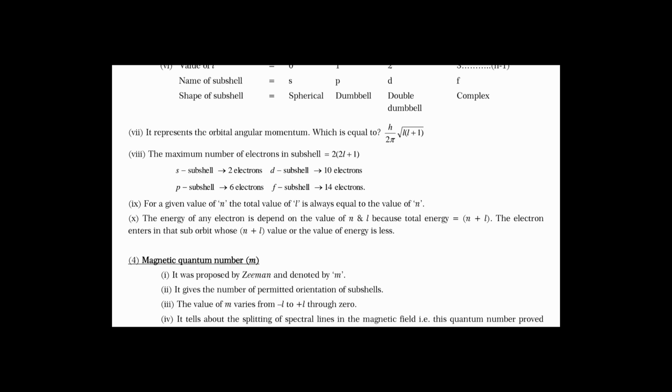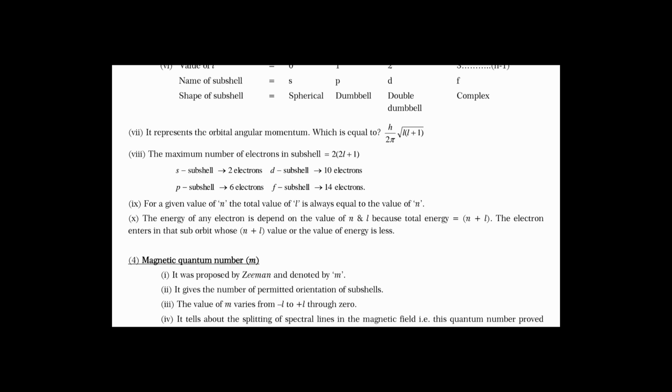It represents the orbital angular momentum by using this formula. You don't need to remember this formula. The maximum number of electrons in a subshell is found by this formula, 2 into (2l plus 1). S subshell has 2 electrons, P subshell 6 electrons, D subshell 10 electrons, F subshell 14 electrons. For a given value of n, the total number of L values is always equal to the value of n.